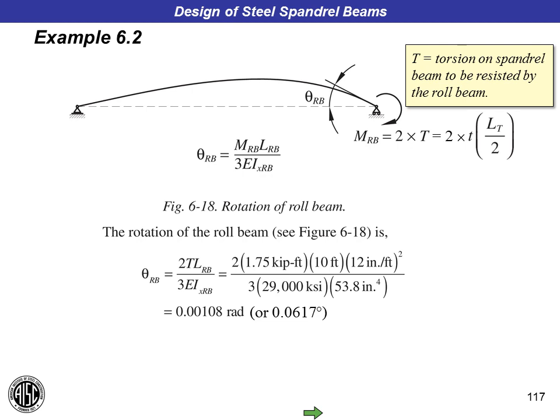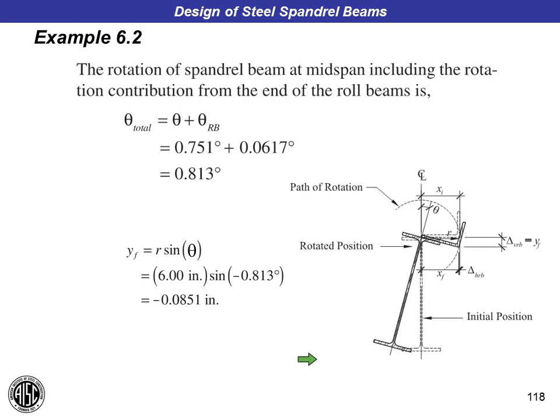Now a quick look at the roll beam itself. We're imposing a concentrated moment on the end of the roll beam, as you see here, and you get this deformed shape to it. And you have to figure out what the rotation of the roll beam is. It's really quite small because you're bending this about its major axis. And we find the total rotation of the spandrel beam plus the roll beam is 0.83 degrees. And that results in a vertical translation of just about a 1/16 of an inch.